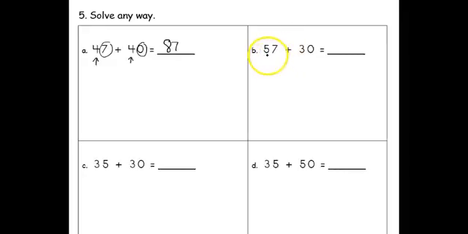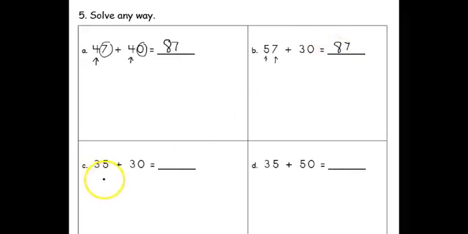I have 57, which is 5 groups of 10, plus 7 ones. I'm going to add 30, or 3 groups of 10 to that. So I went from 5 groups of 10 to 3 more groups of 10, which would give me 8 groups of 10 plus the 7 ones, for a total of 87. 57 plus 30 equals 87.